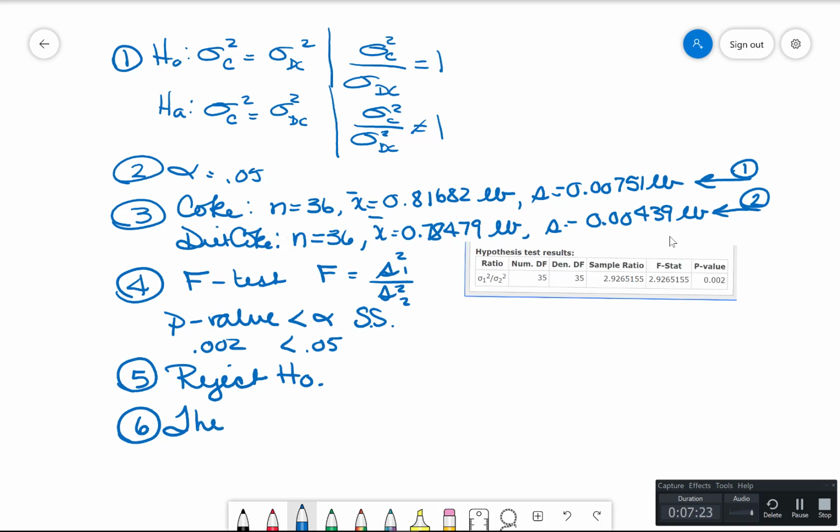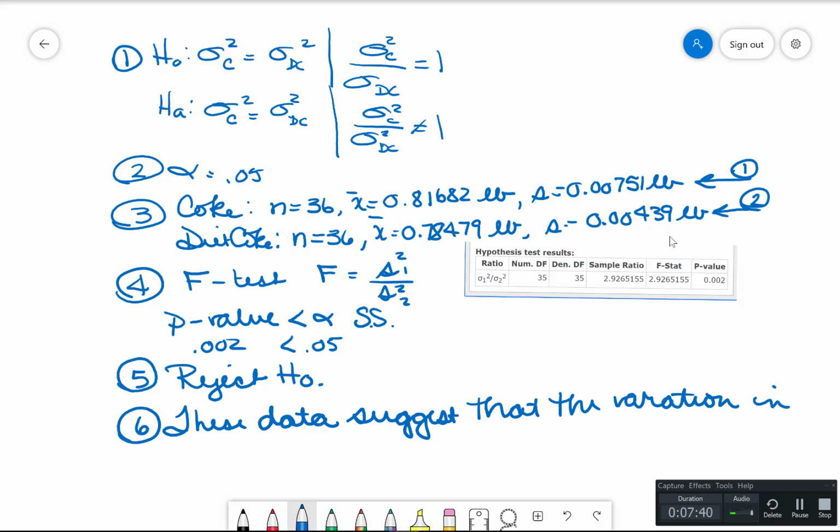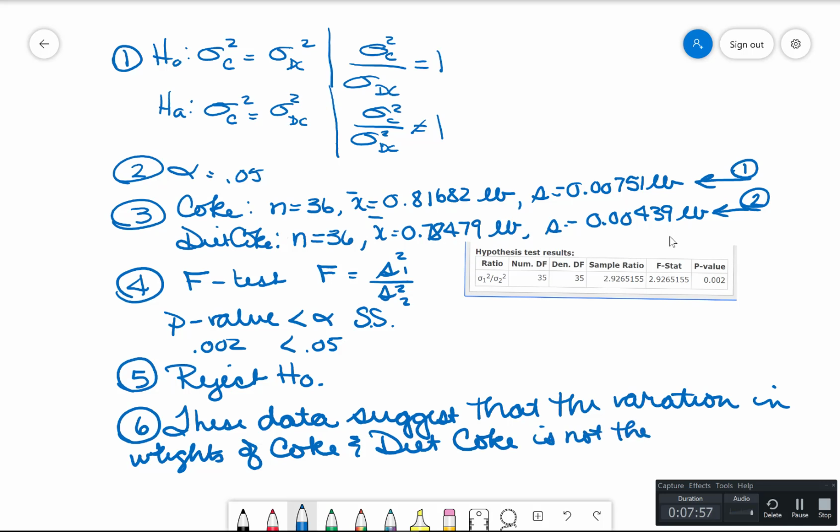These data suggest that the variation in weights of Coke and Diet Coke is not the same. Okay, and we're done.